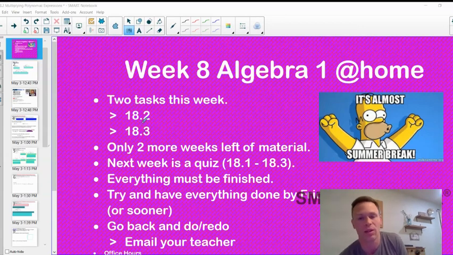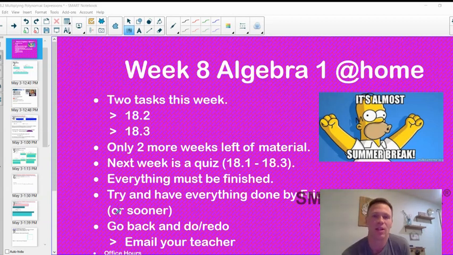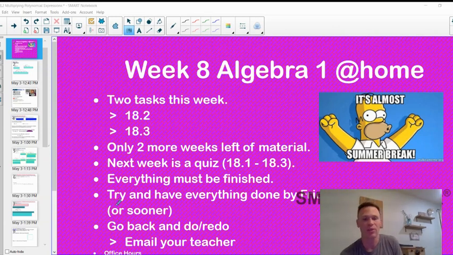To week 8 of Algebra 1 at home. It's hard to believe we've been doing this for 2 months. Holy buckets. But there's the finish line in sight. We're almost there. You guys have been doing excellent work. We're very proud of you. Just keep on pressing on to the end here. Not too much as we get towards the end. I'll talk about some of that in the little announcements here.